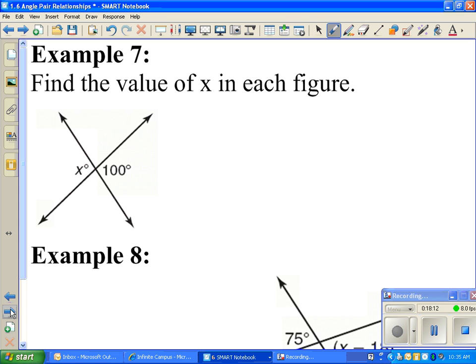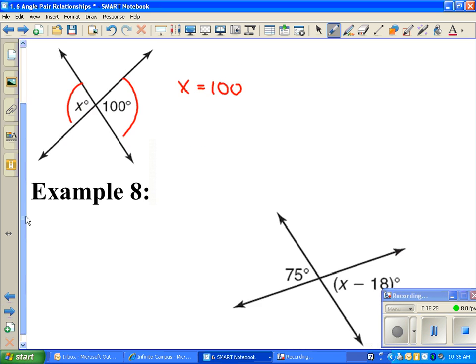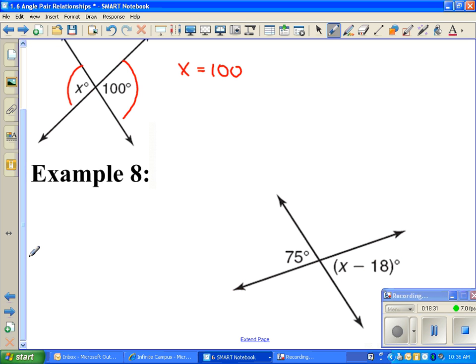This one, what do we know about X? So these are vertical angles, and so X has to be what? 100. Okay, it already has the degree symbol, so I don't have to write it. I'm sorry? Could be. Could be.